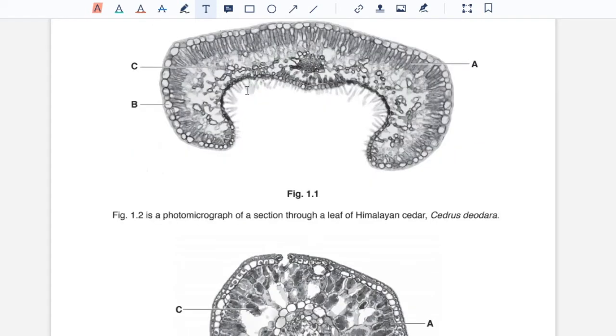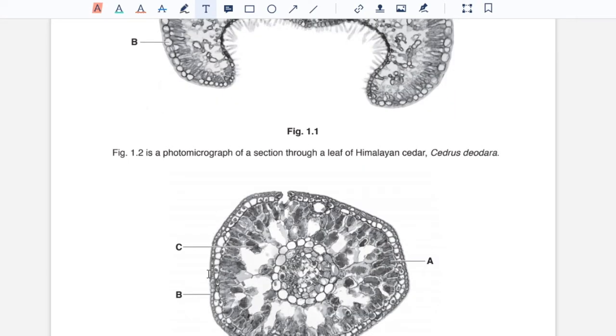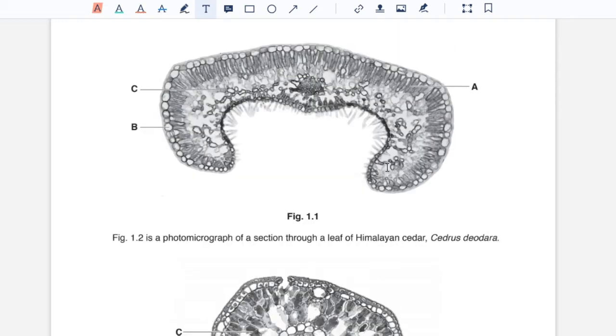So it's got these hair-like structures and a thicker cuticle which is visible, and you can't see much of that in Figure 1.2. And similarly, Figure 1.1 has a leaf which is rolled up, unlike the leaf in Figure 1.2.